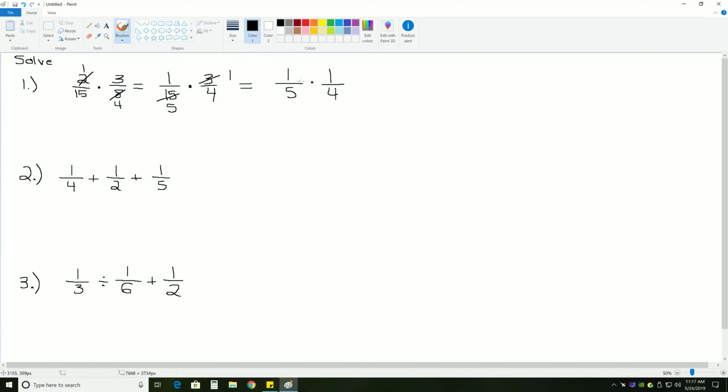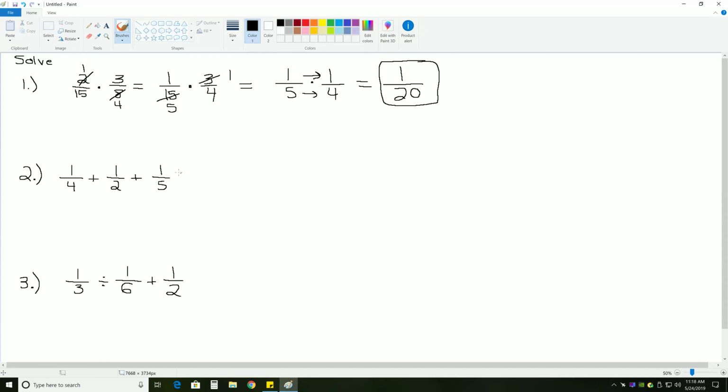And now there is nothing else that can cancel. There's no common multiple between the top and the bottom in either fraction. So it's at this point that we want to multiply straight across, which gives us 1 times 1 is 1, over 5 times 4 is 20. And because we canceled all of our common multiples before multiplying together, this is completely simplified, so we don't need to reduce it any further.